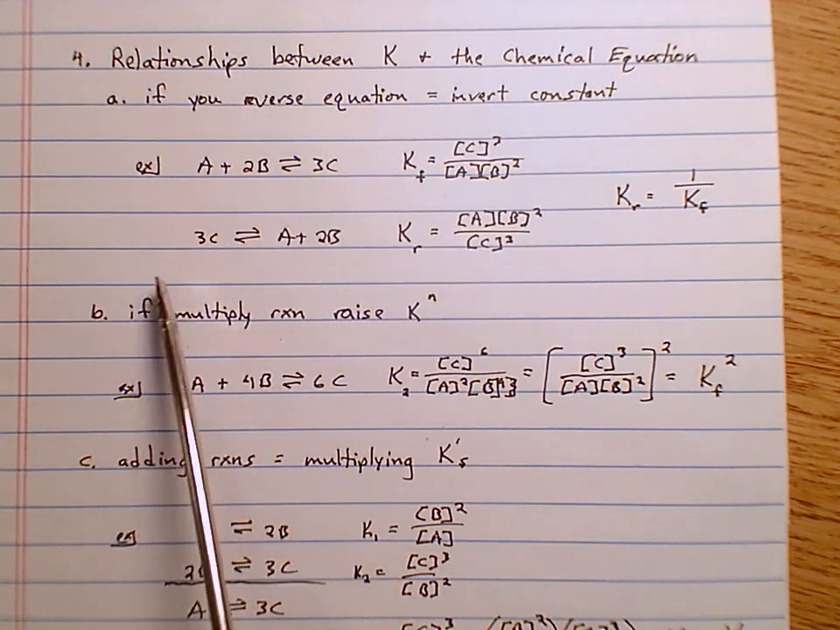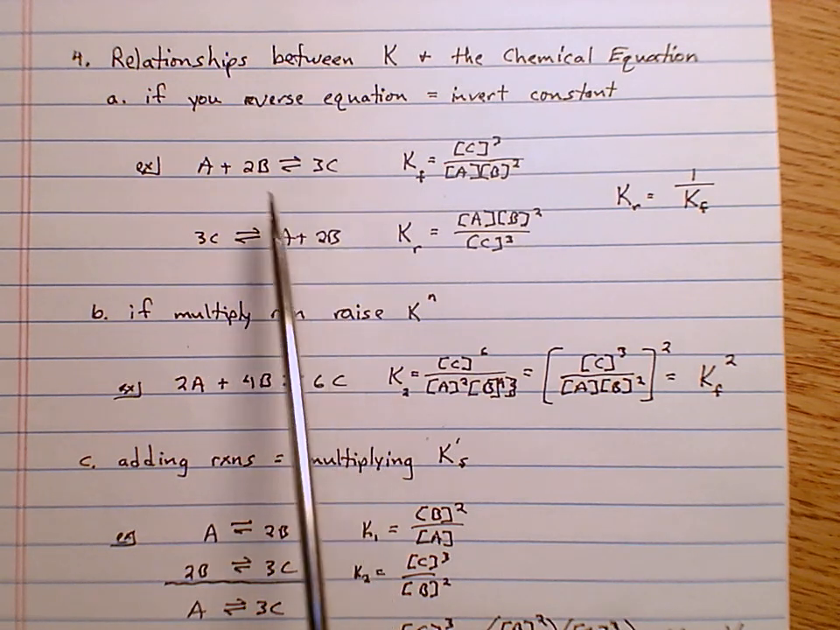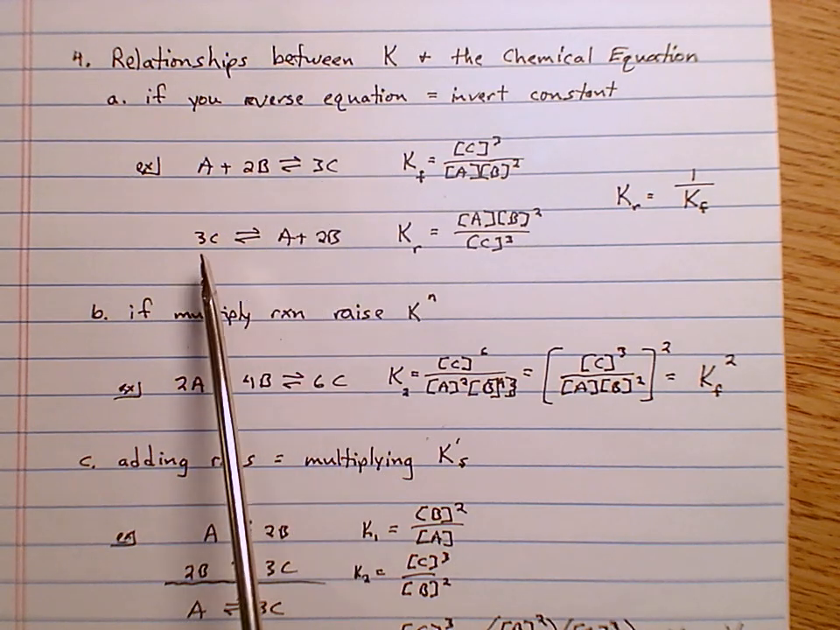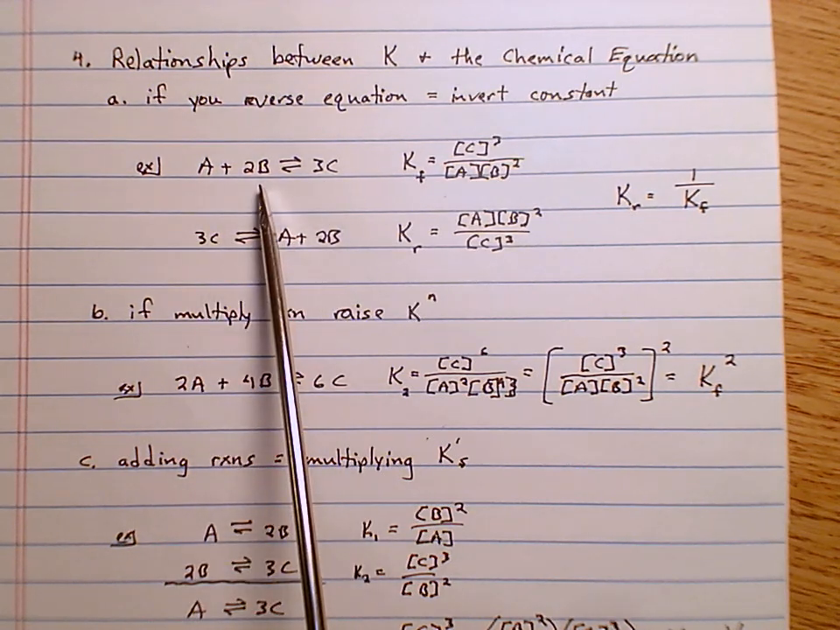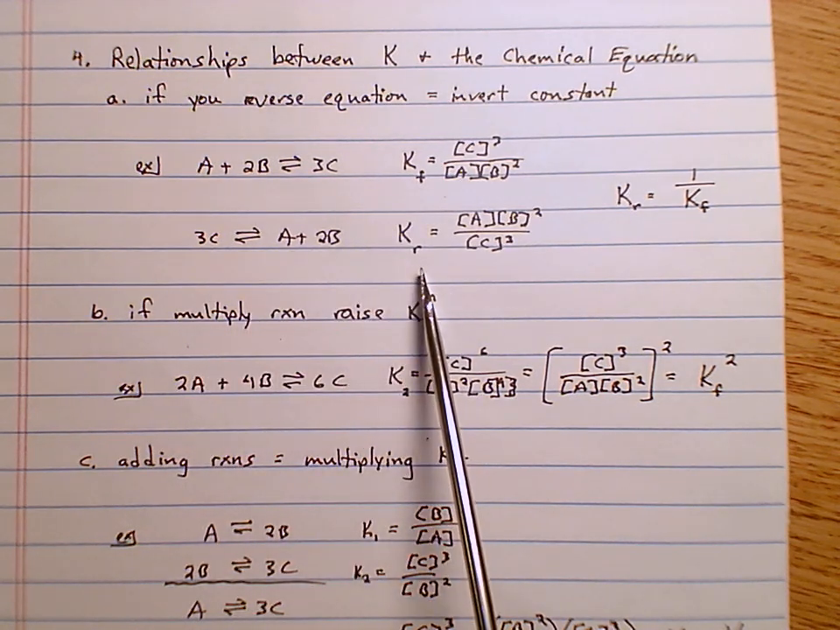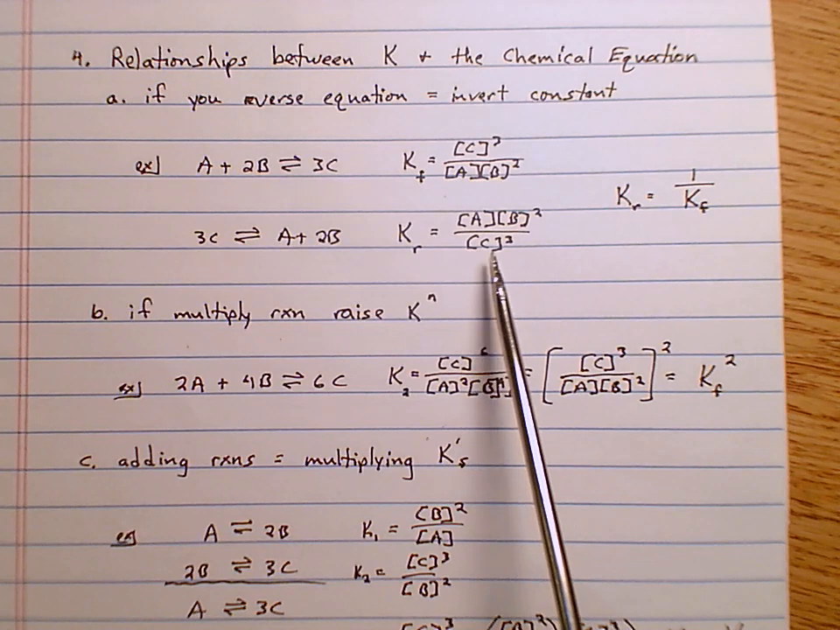What if we wrote the reaction as 3C in equilibrium with A plus 2B? We just took this reaction and flipped it, made the 3C the reactant, and made the A and B the products. If we flip it over, the equilibrium constant expression for the reverse reaction would be products over reactants: concentration of A times concentration of B squared divided by concentration of C cubed.